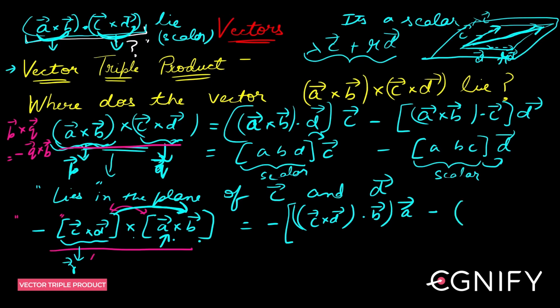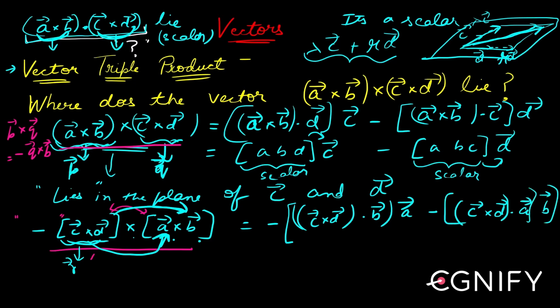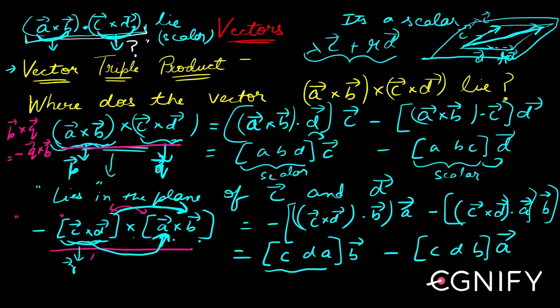And then what will be the next thing? You'll take the dot product of this part with this, and then you'll multiply that with B bar, right? So this is C cross D dot A into B bar. Now multiply this negative sign inside. So finally what you will get is box C D A into B bar minus box C D B into A bar, right? This is a scalar into B bar, this is a scalar into A bar.